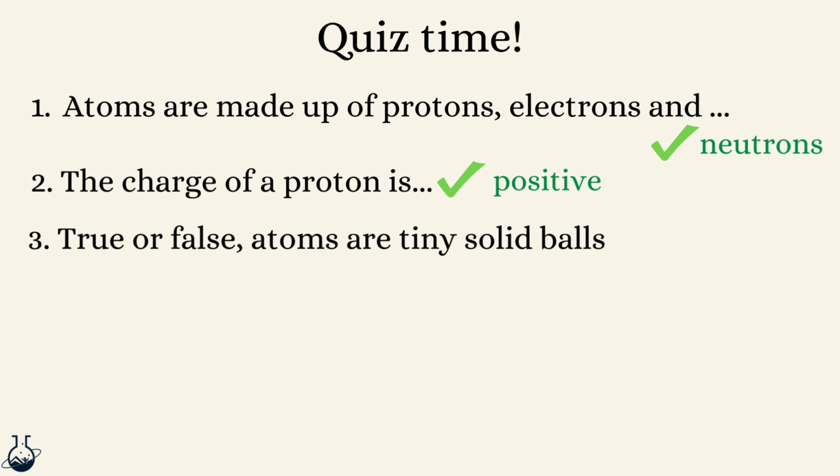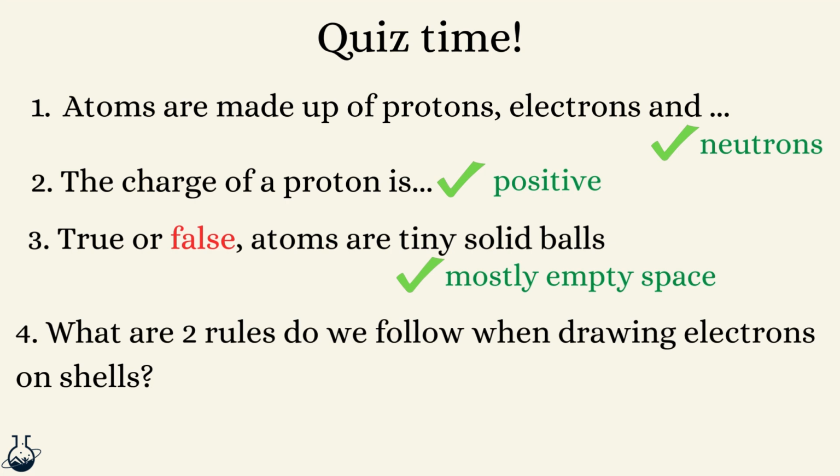Question number 3. True or false? Atoms are tiny, solid balls. This is false. Maybe once thought as solid balls, now we know they are mostly empty space. Question number 4. What are the 2 rules we follow when drawing electrons on shells? Inside out and 2, 8, 8 to fill the shells.